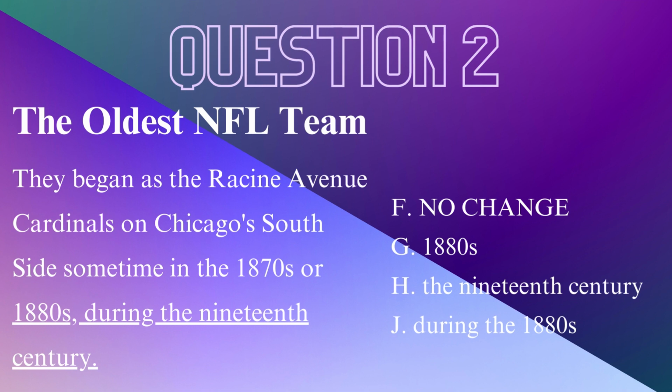Question number 2. Look at the underlined portion. 1880s during the 19th century. F, no change. G, 1880s. H, the 19th century. Or J, during the 1800s.